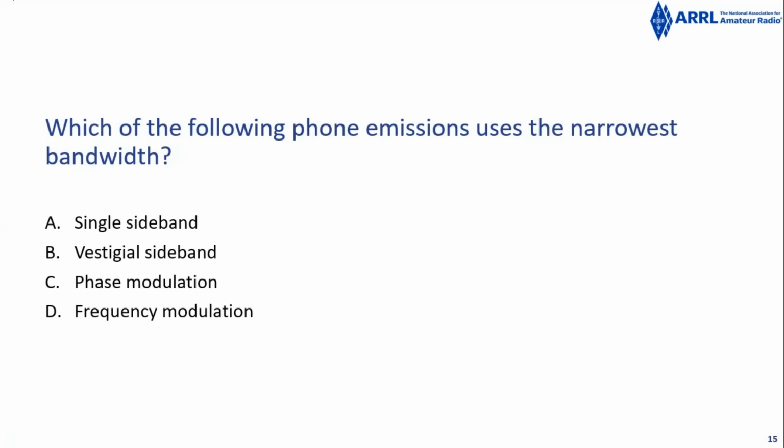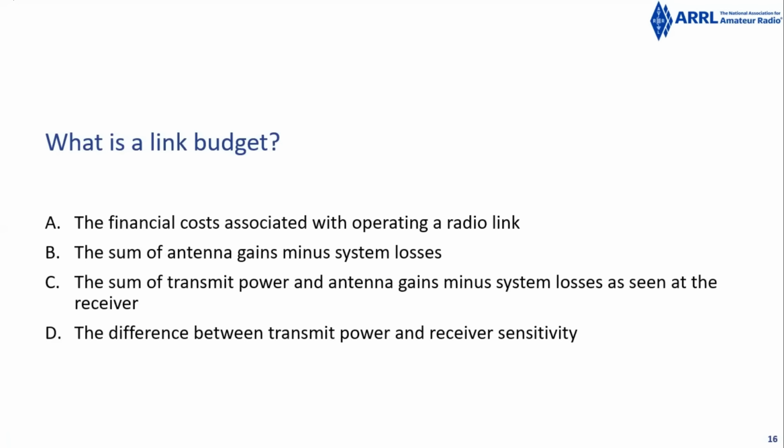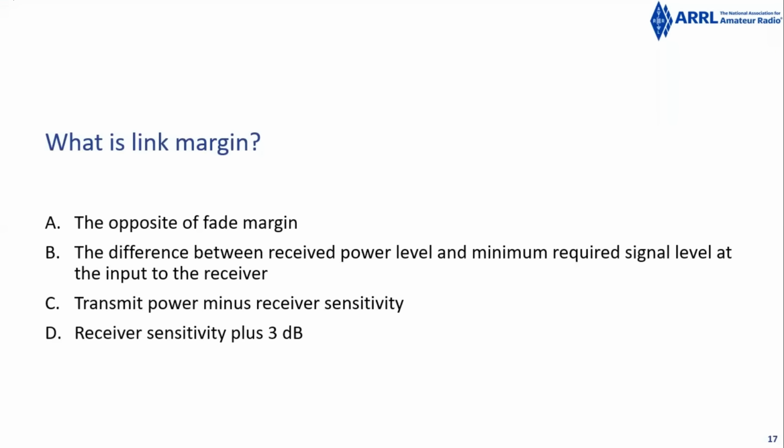Which of the following phone emissions uses the narrowest bandwidth? Single sideband is the smallest here, okay? What is a link budget? It's going to be C. It's the sum of the transmit power and antenna gains minus the system losses as seen at the receiver. What's link margin? That'd be the difference between received power level and minimum required signal level at the input of the receiver.